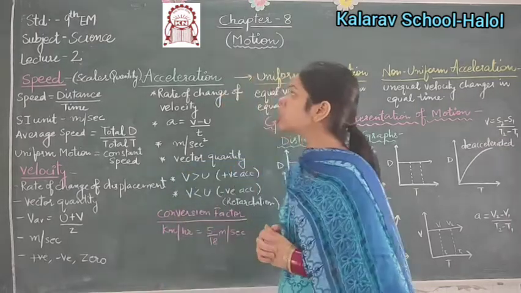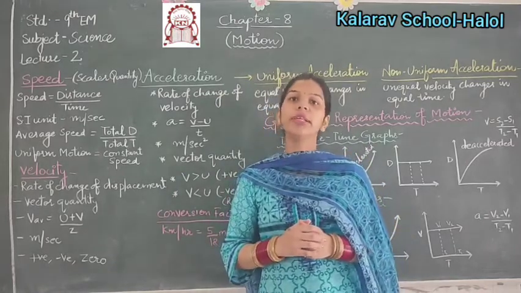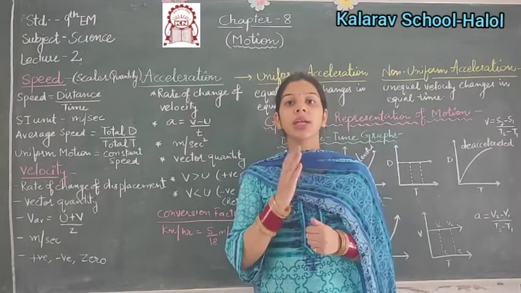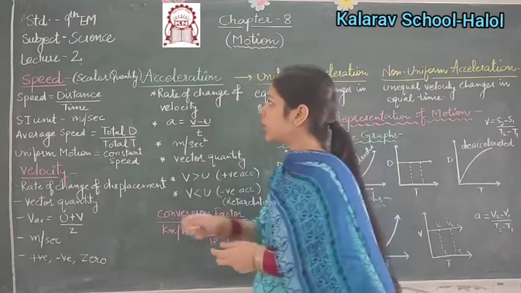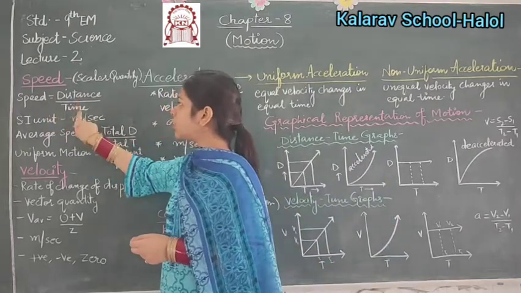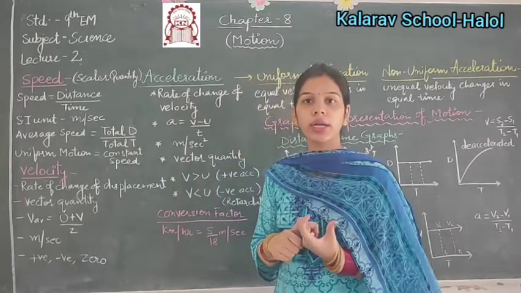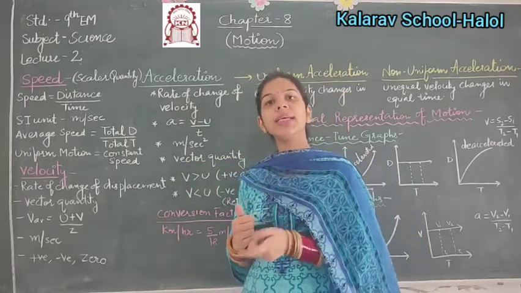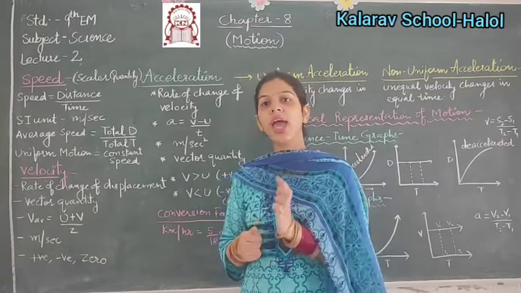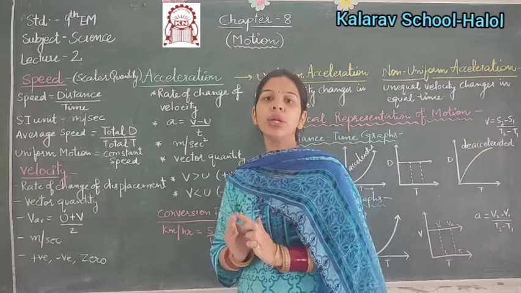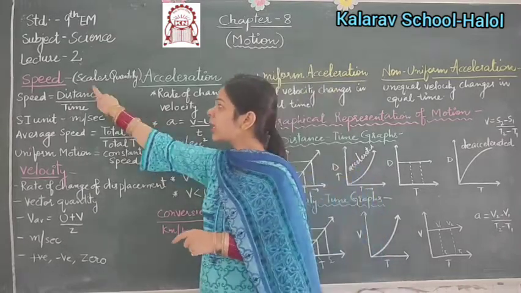So first is speed. Speed is the rate of change of distance, which means the distance travelled by a body per unit time. Here speed is equal to distance upon time. Distance is a scalar quantity, so speed is also a scalar quantity. Scalar quantities are those which have only magnitude but no direction.